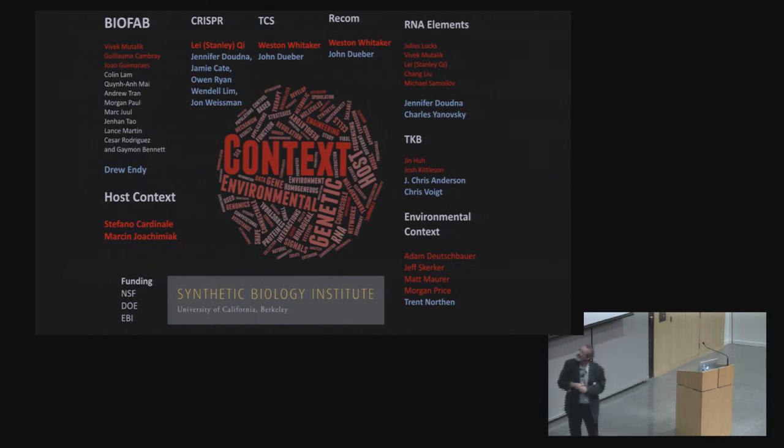Stefano Cardinale did all the work on the host context work. Chris Anderson and Chris Voigt did the tumor-killing bacteria. All the stuff on environmental mapping was done by Adam Deutschbauer and Jeff Skirker. And Adam has been able to scale the pipelines. He's turned it into a service that you can actually order now. If you have a microbe that you want to understand how every gene confers the ability of it to do something under a large number of conditions, you can order those experiments done. And the Joint Genome Institute, working with our lab and his lab, will do it for you as a service.